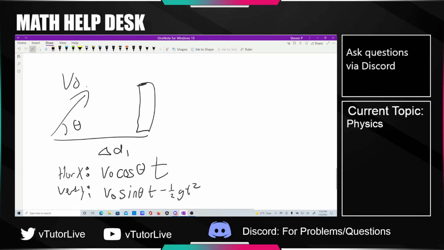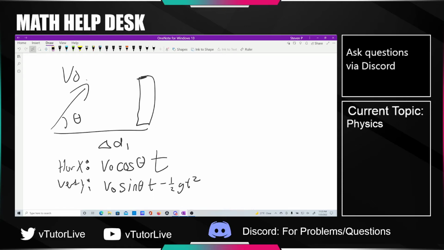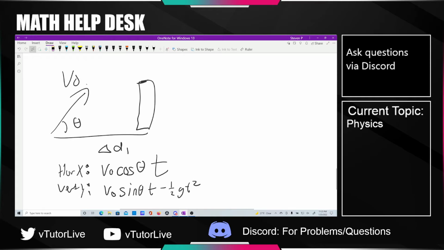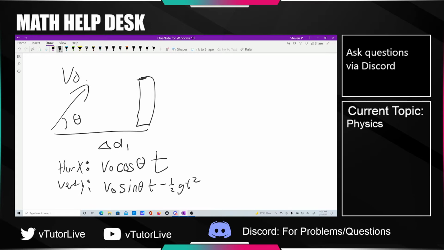But this problem is a magician with a human cannonball act, where they launch themselves over a couple of Ferris wheels and try to land in a net. The velocity v naught and the theta and the height of the net are given. I guess I'll call that H final. And also the distance to the first Ferris wheel is known.